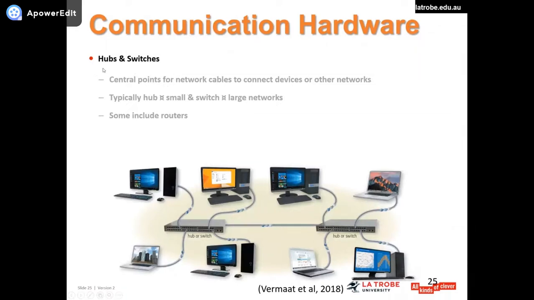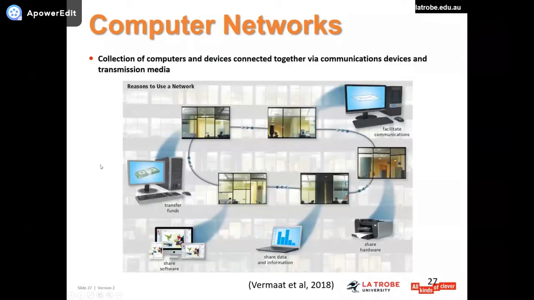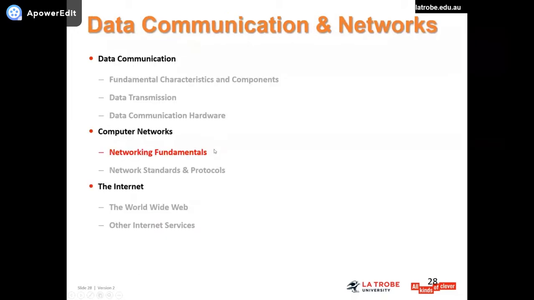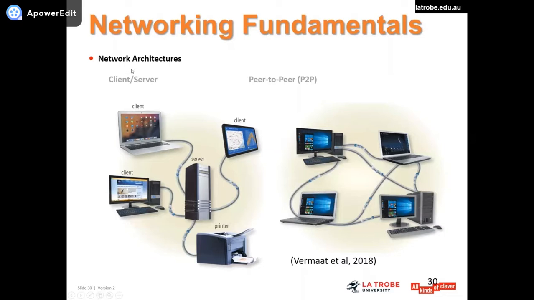Then let's move on to the computer networks. For the computer networks, you should give the reasons why we should use the network to connect all the computers. So different types of networks. So what is the LAN, what is WAN, and other network types, you should give the definition. And these two network architectures are very important, client and server, and peer-to-peer. So if I give you a network topology, you can immediately tell me what kind of architecture it is.